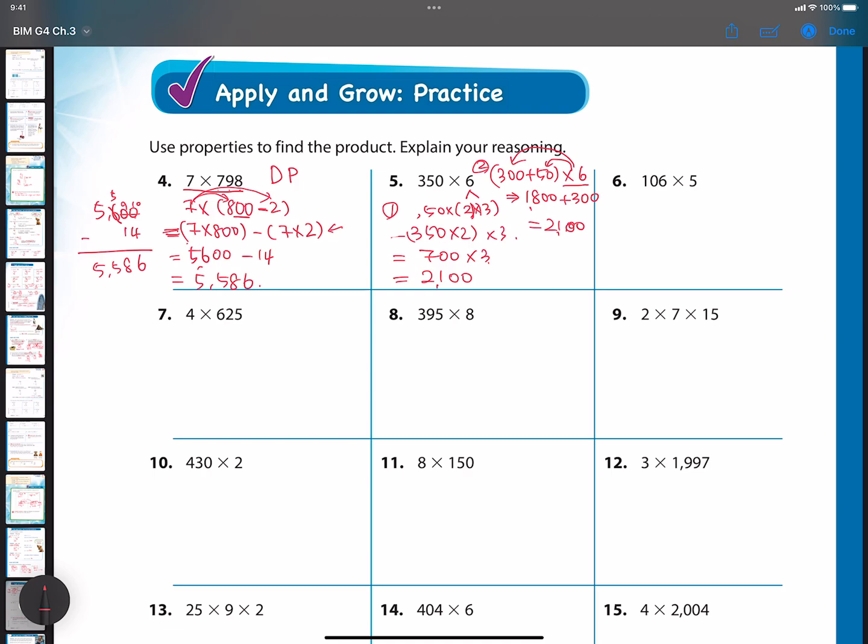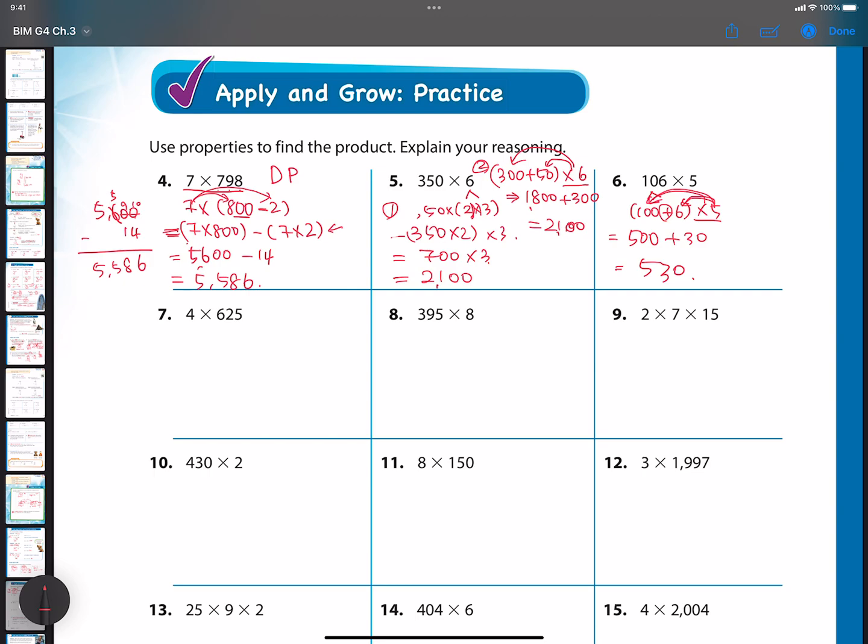All right, number 6, I'm going to split that into, I'm going to use distributive, 100 plus 6 times 5. Okay, this is equal to what? I'm going to deliver this to 106 and add it, okay? So 500 plus 30, makes sense? 5 times 100, 500. 5 times 6, 30. 530. Okay, that's it. All right, let's move on to number 7.